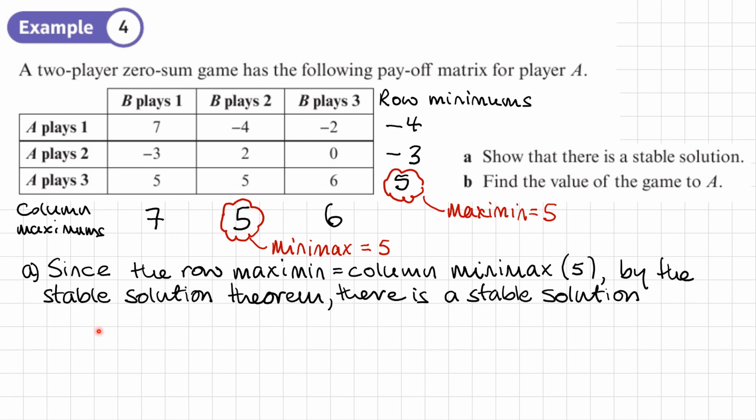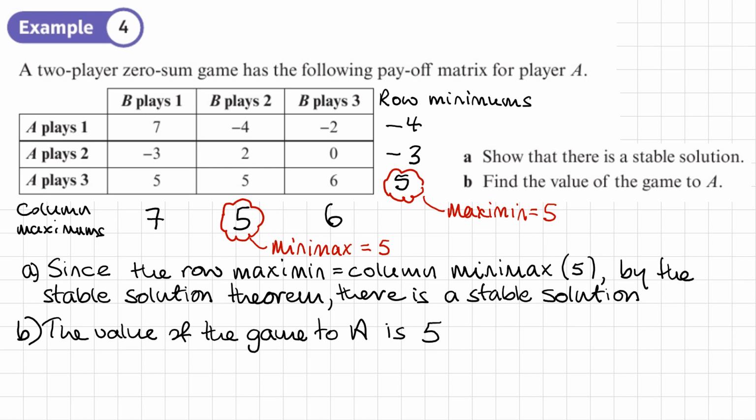So the way that we'd put our answers is this. Since the row maxi-min is equal to the column mini-max, which is 5, by the stable solution theorem, there is a stable solution. Okay, let's have a look at part B. And part B says, find the value of the game to A. Well, if they're playing safe, then it would be this same value here. So the value of the game to A would be 5. To B, it would be -5. So the value of the game to A is 5. Nice and easy.